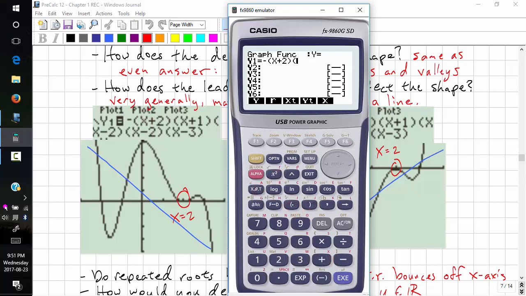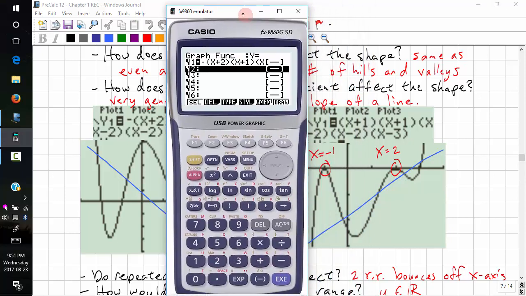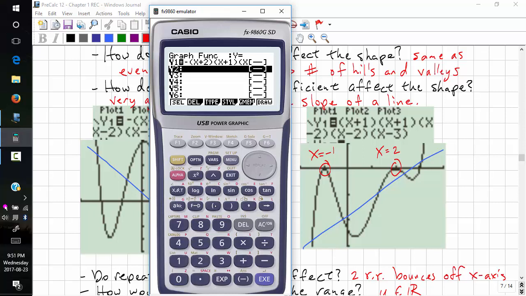X plus 2, x plus 1. X minus 2. X minus 2. X minus 3. And for this one, we have x plus 1. You could always do x plus 1 squared, less to enter. X minus 2. And I'll do squared for this one. And x minus 3.